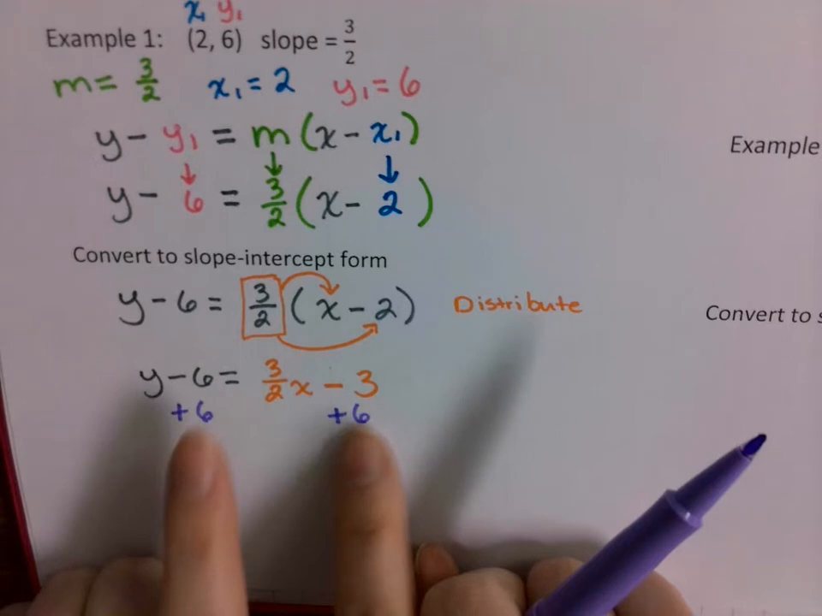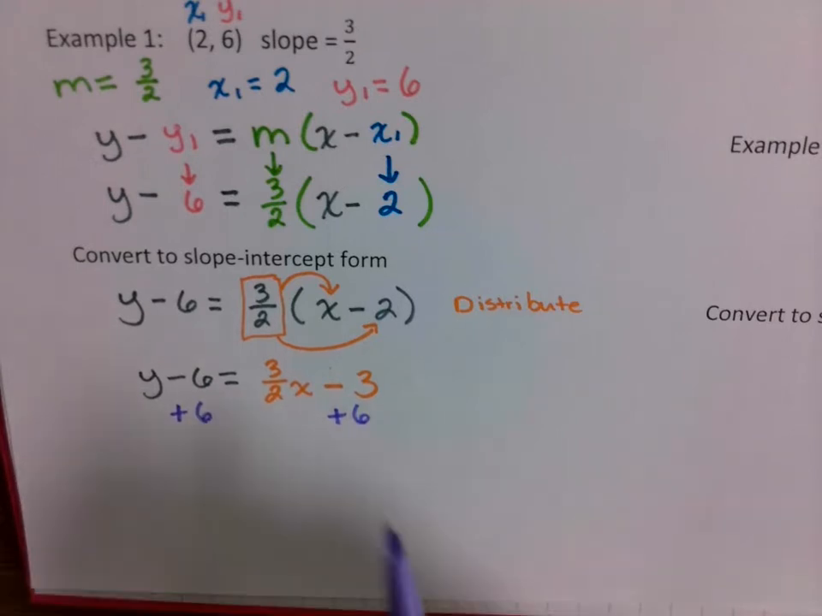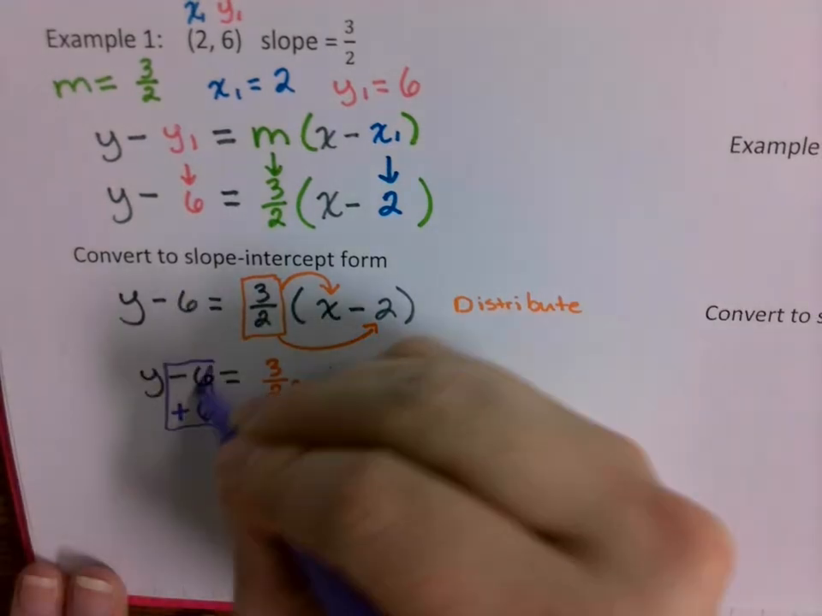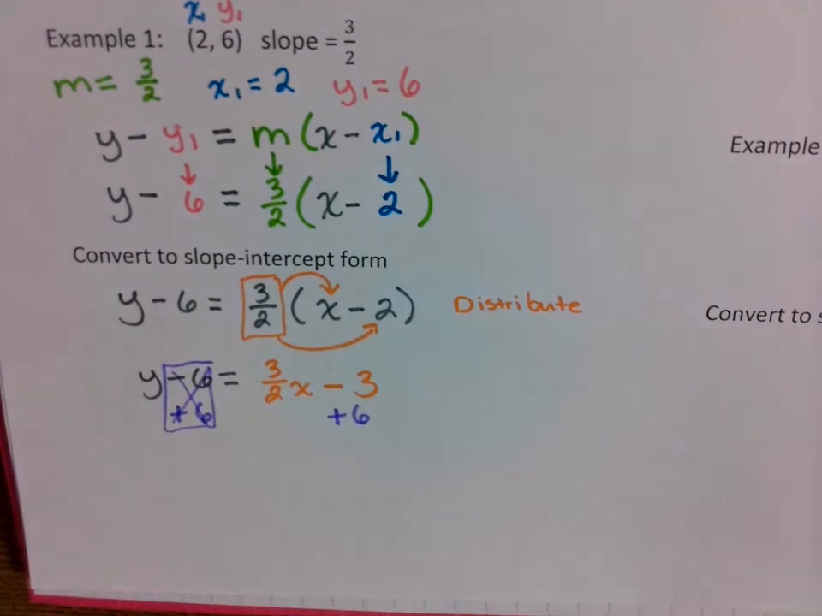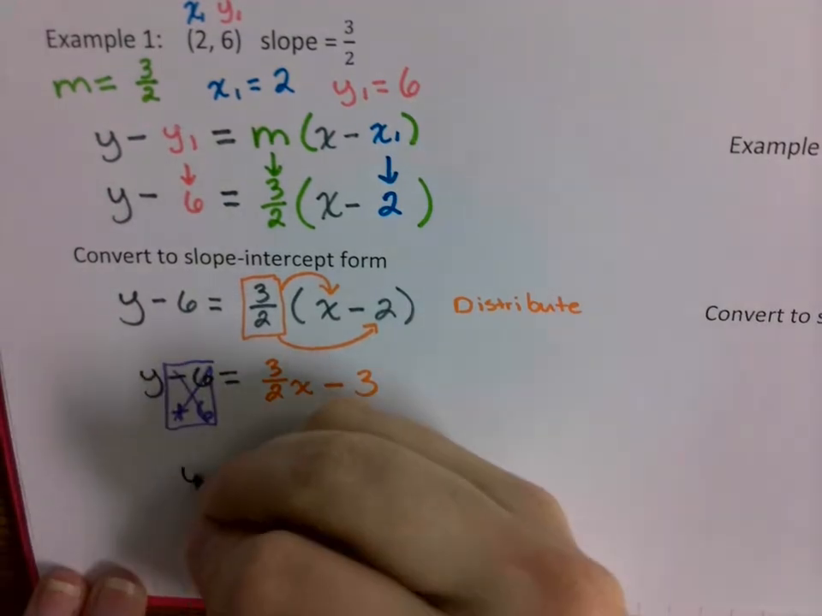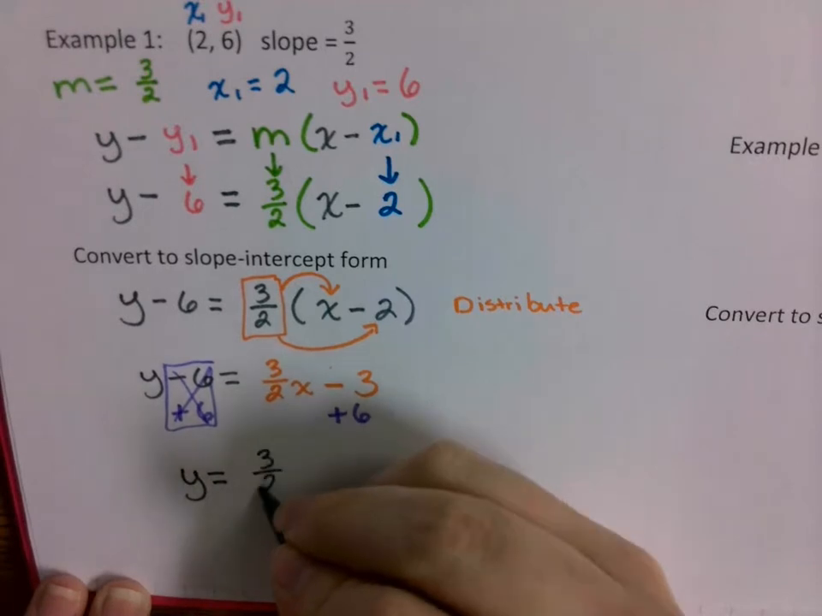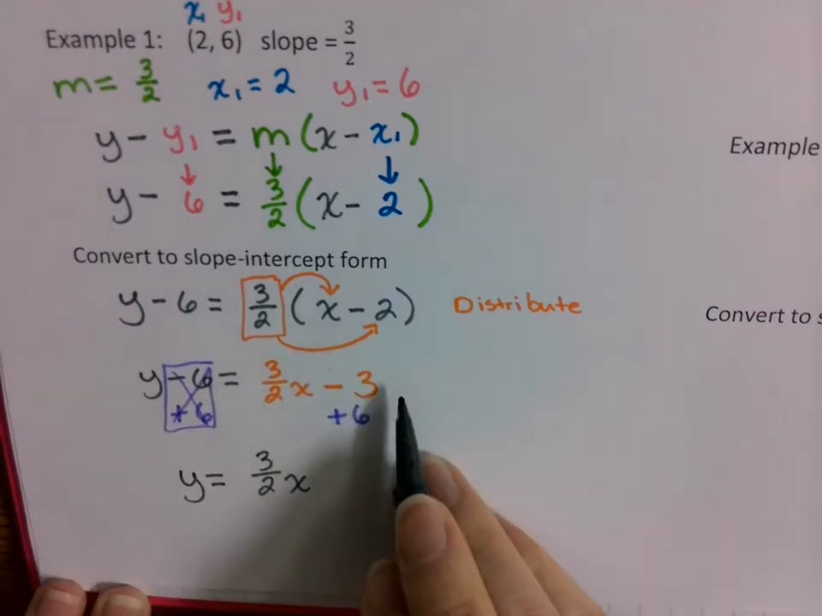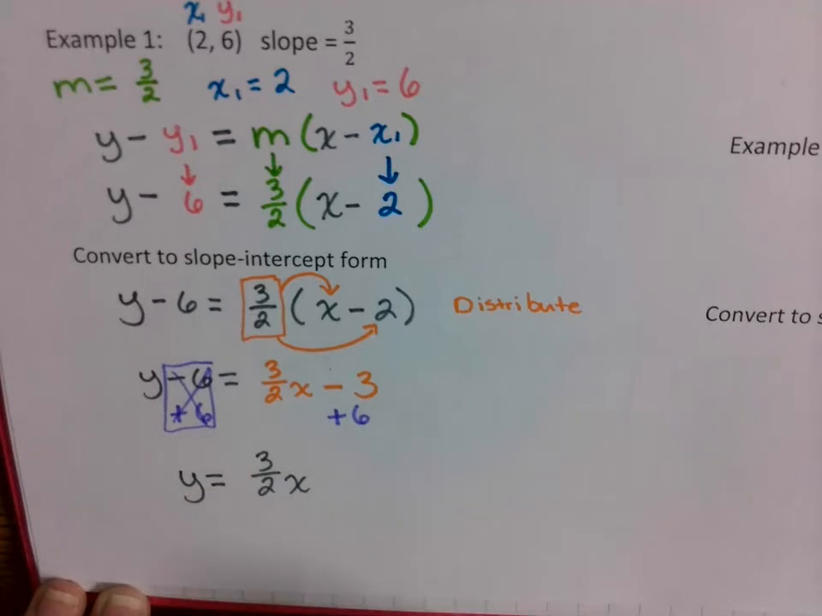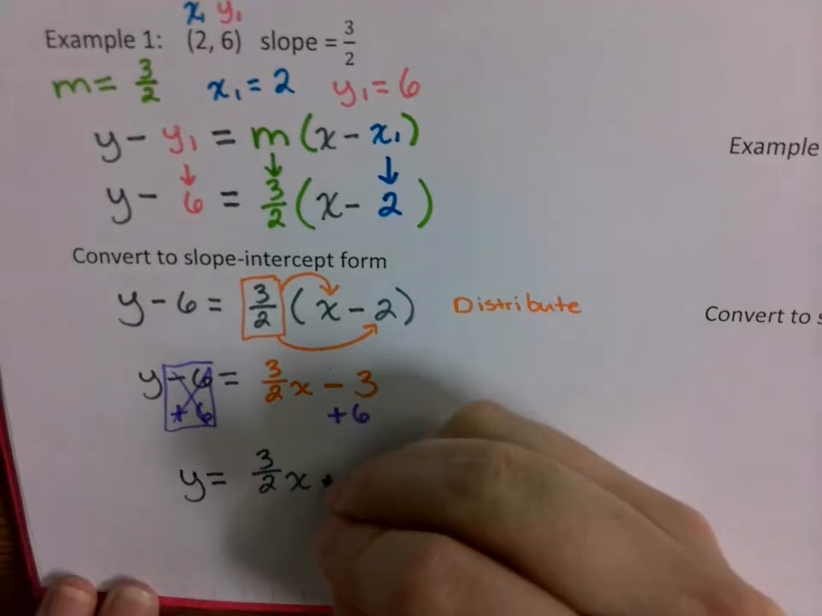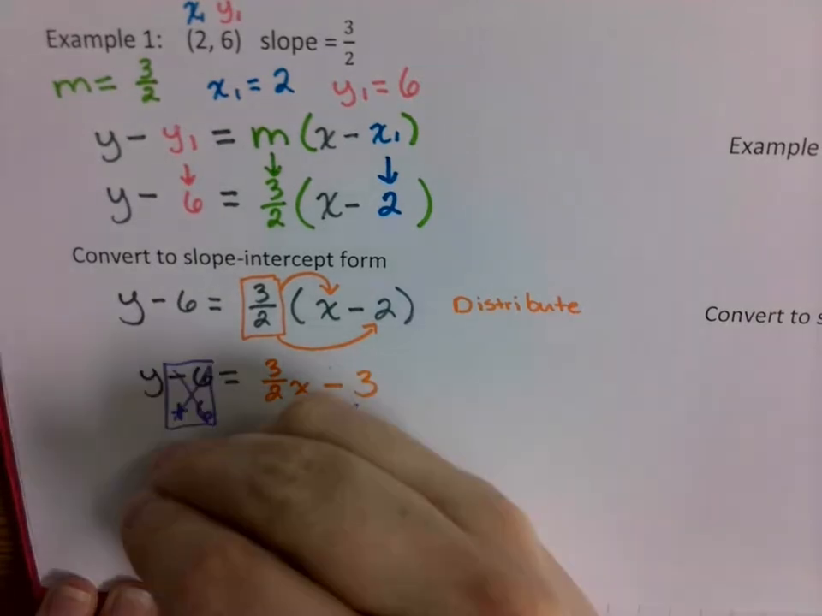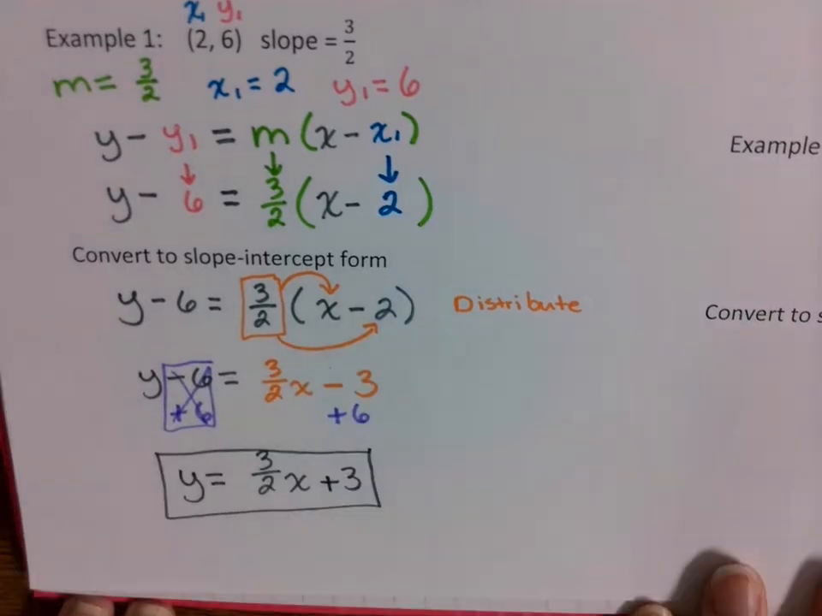Okay? These are going to wind up getting canceled out so that y is now isolated. So we'll have y is equal to 3 over 2x. And what is negative 3 plus 6 going to come out to? 3, positive 3. So we get 3 over 2x plus 3. That'll be our final answer.